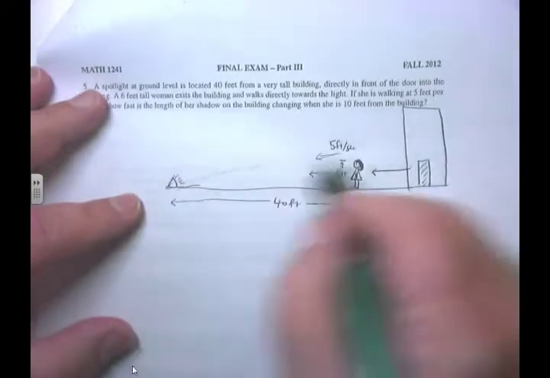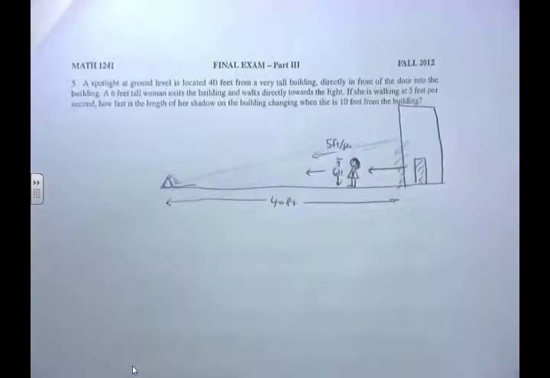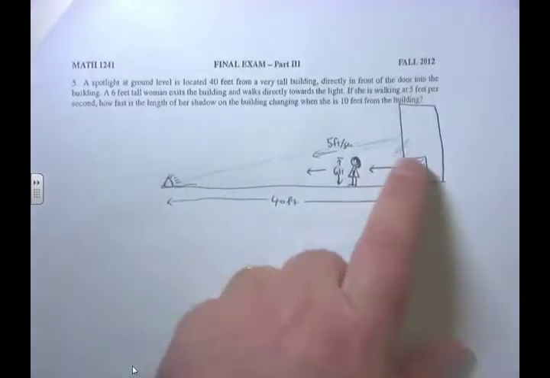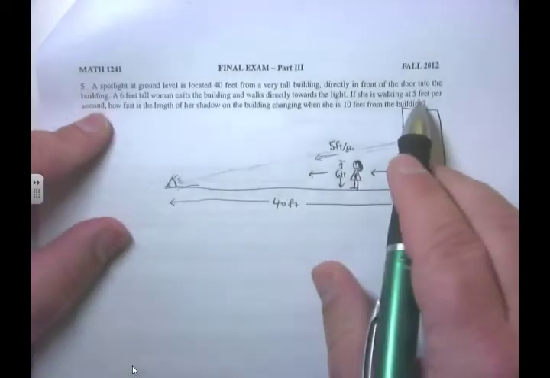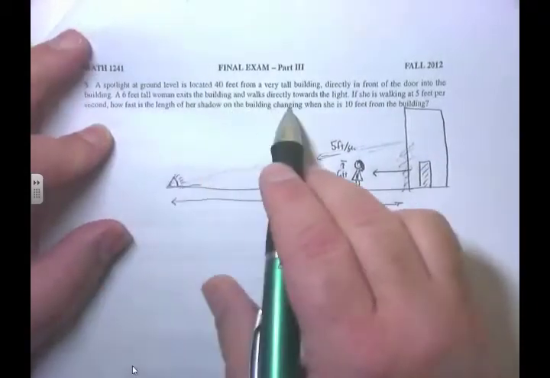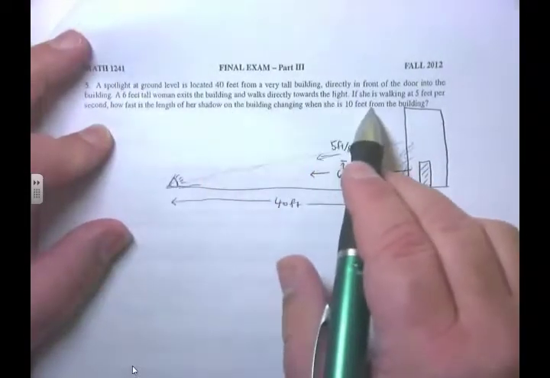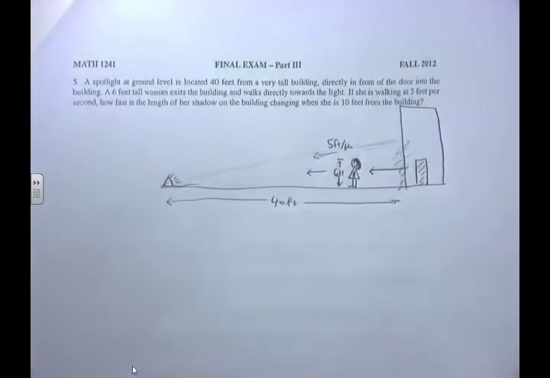And what's happening here is the light is casting, and this is supposed to be a shadow against the building. And so you're supposed to see that little squiggly line. That's her shadow against the building. Okay? The question is this. She's walking 5 feet per second. How fast is the length of her shadow on the building changing when she is 10 feet from the building? When she's 10 feet from the building.